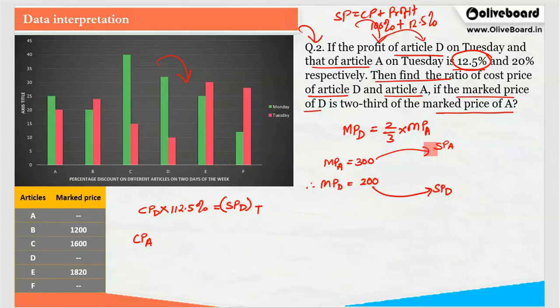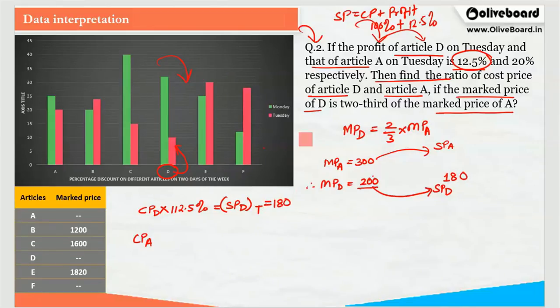Now I can directly say that the SP of D on Tuesday will be, see, from the bar graph I can directly say that the discount percentage on D on Tuesday is 10%. Okay, so they are basically providing 10% discount, so they are selling at 90%. Now 90% of 200, so 10% is 20, 90% will be 180. So I can write this is equal to 180.